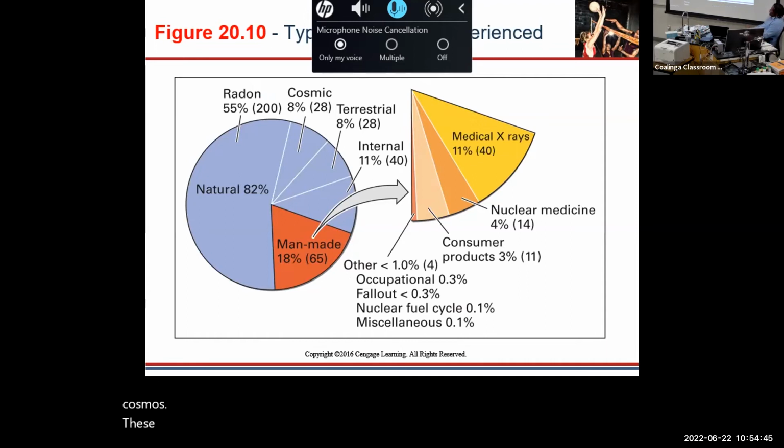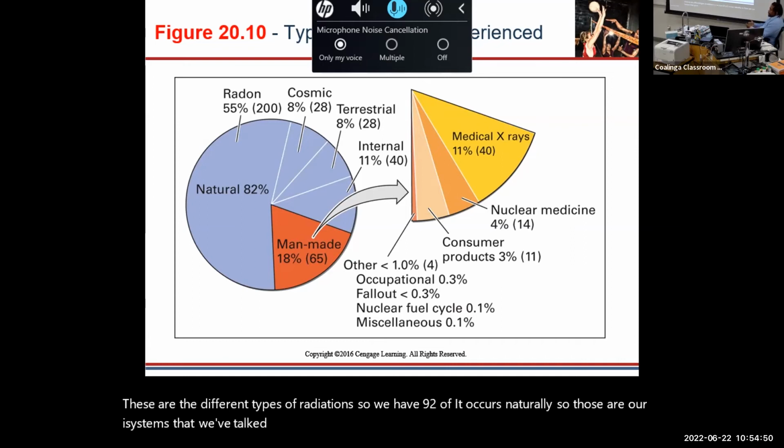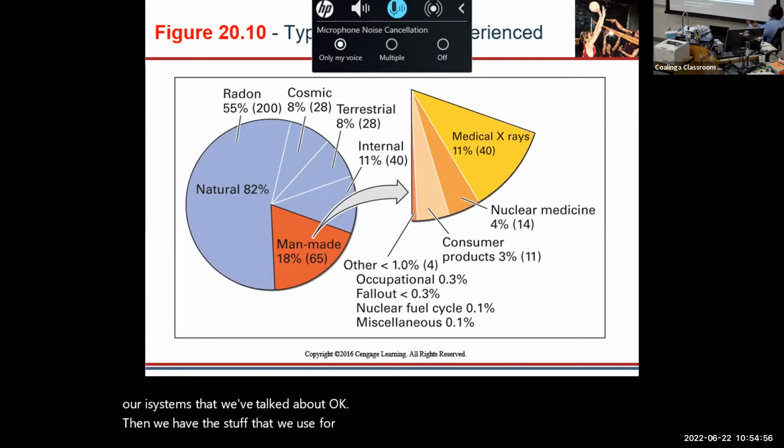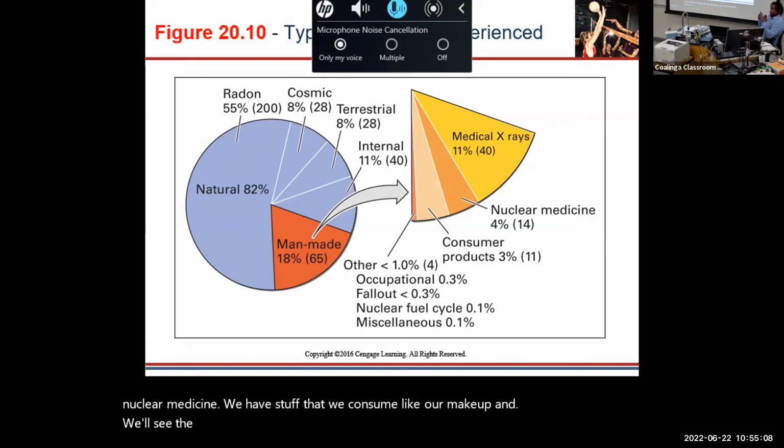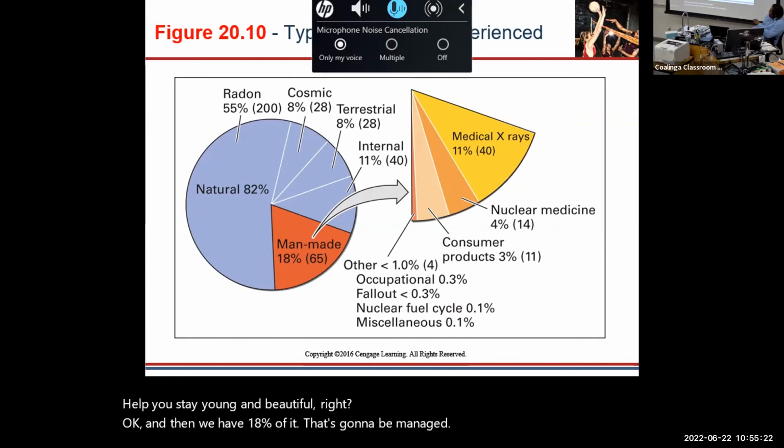These are the different types of radiation. 92% of it occurs naturally, so those are the isotopes that we've talked about. Then we have the stuff that we use for medical x-rays, which is about 11%. We have 4% in nuclear medicine. We have stuff that we consume, like our makeup and the masks that we use. Anybody use masks, right? Some of that has radioactivity in it. So low levels help you stay young, beautiful, right? Then we have 18% that's man-made. And then we have this small amount here that we use for nuclear fuel and stuff like that.